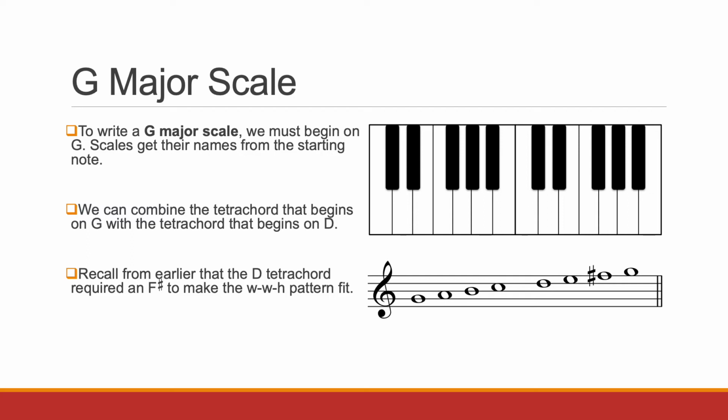So starting on G, our G tetrachord is whole, whole, half. Then a whole step of separation, and now the D tetrachord is whole, whole, half. Therefore, a G major scale has an F sharp. Now let's listen to the scale.